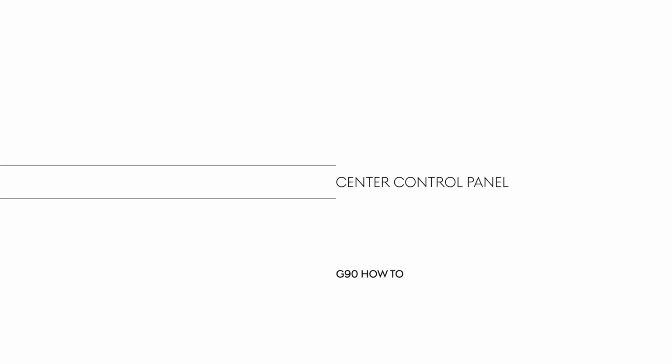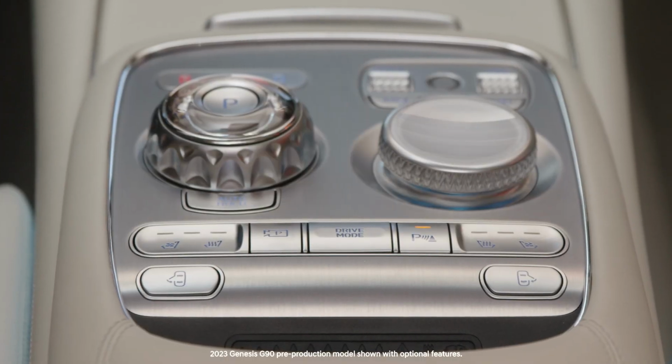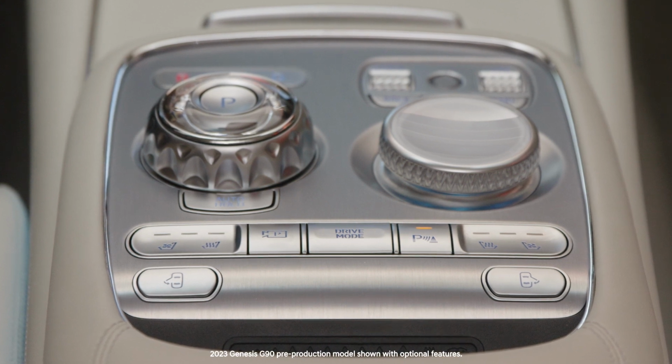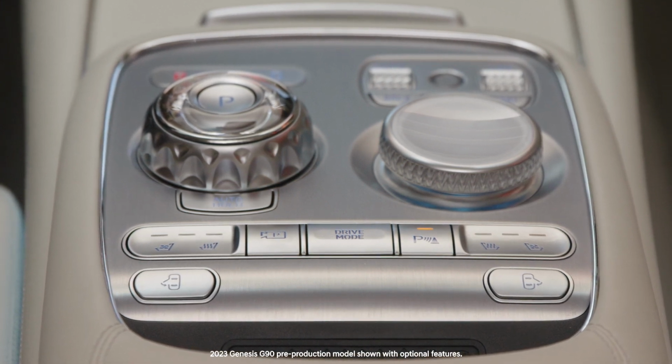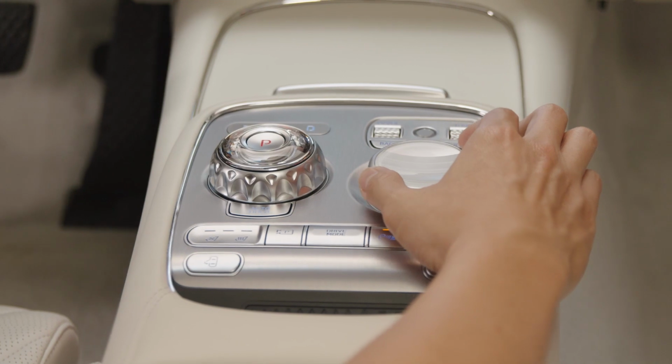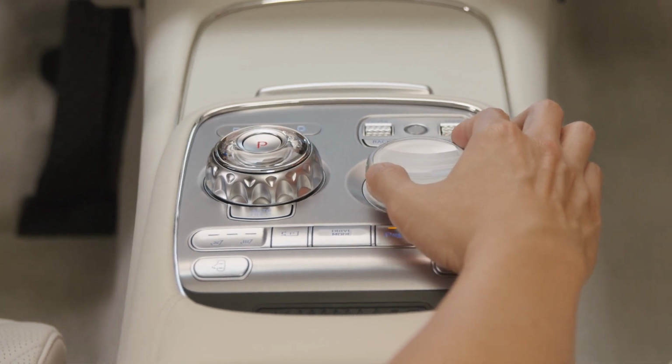This is the Genesis G90. The center control panel in your Genesis G90 contains various comfort and control features useful when operating your vehicle. To the right of the rotary gear shifter dial is the Infotainment system controller.